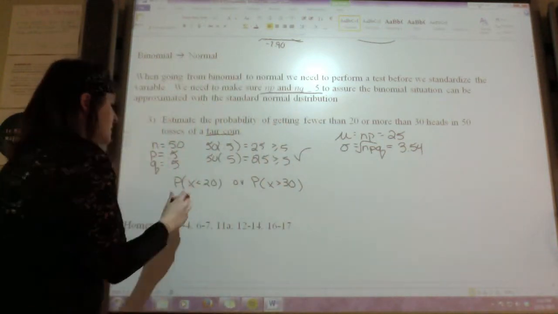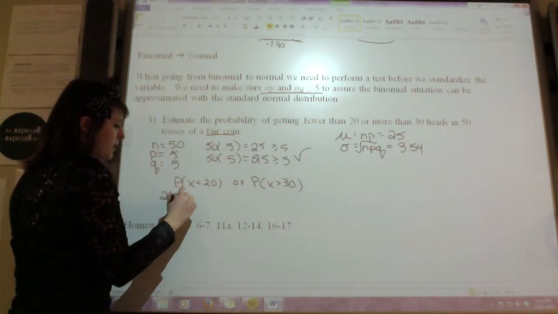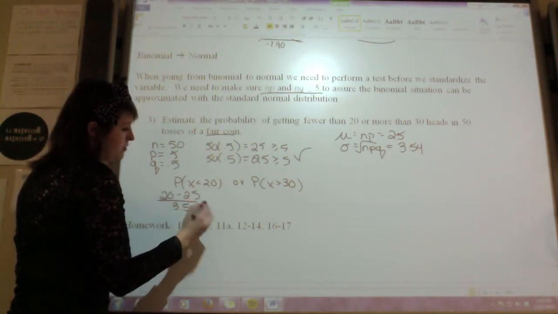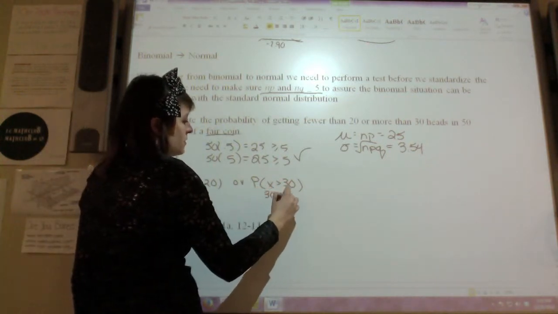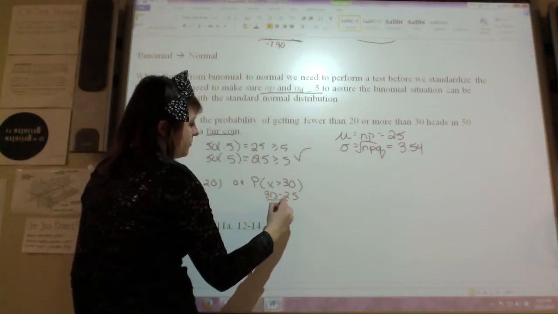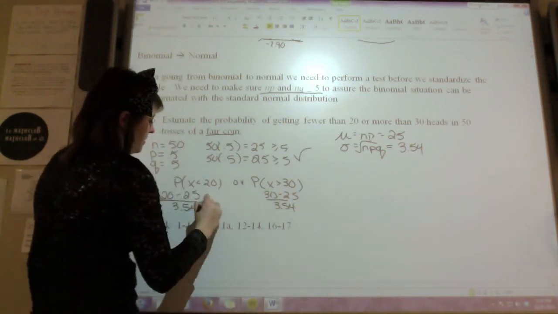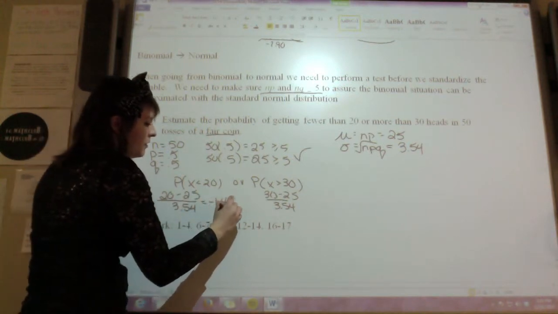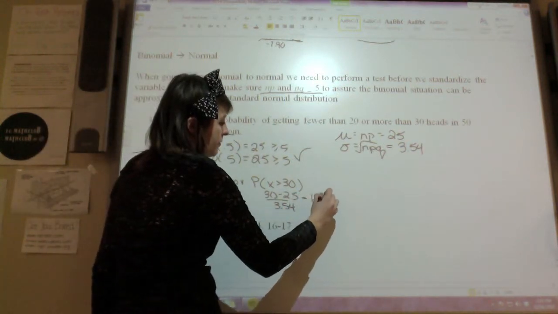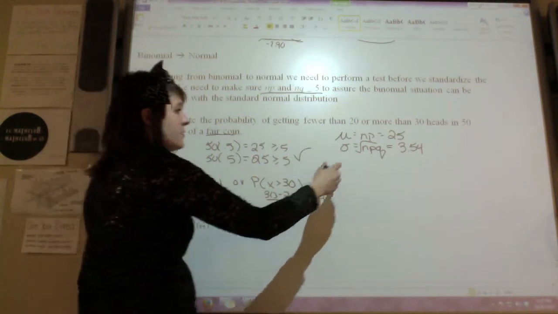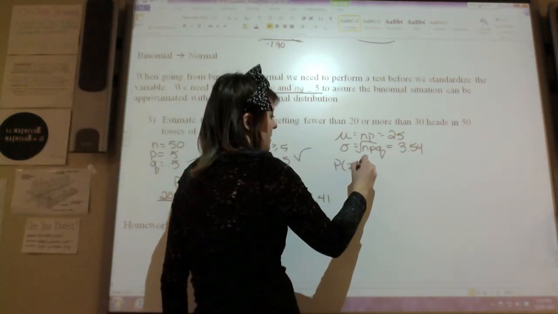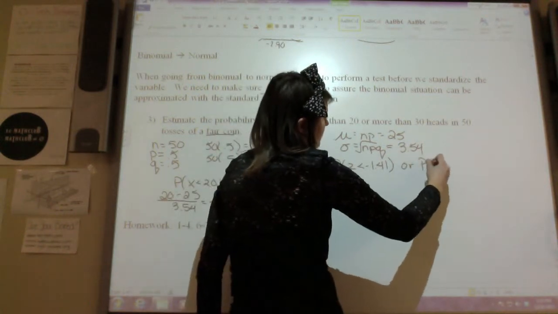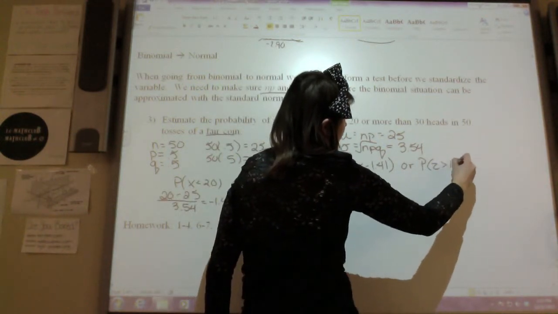So if I'm going to standardize each of these, I'm going to take 20 minus 25 over 3.54, and then 30 minus 25 over 3.54. This one gives me negative 1.41, and this one gives me positive 1.41. So now I can rewrite these as the probability that z is less than negative 1.41, or the probability that z is greater than 1.41.